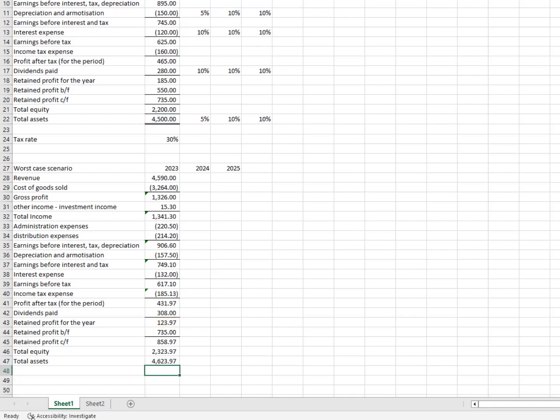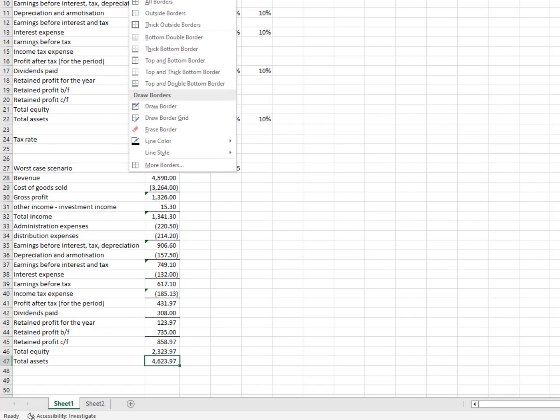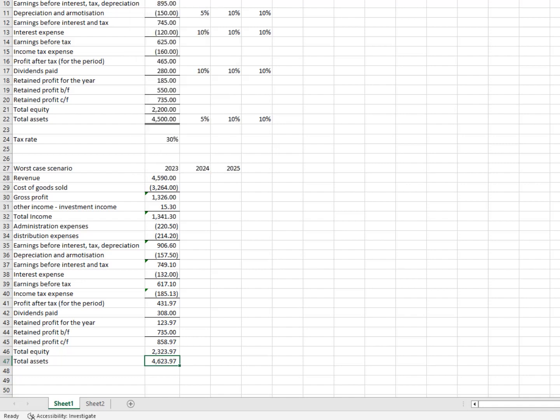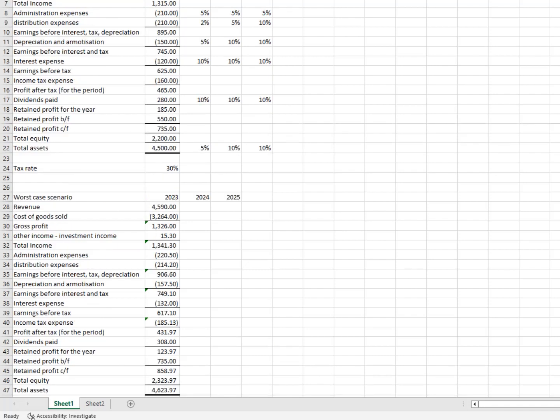Hit enter. Then we can highlight, format it. So we use this one, top and double bottom border. Click on it. And we can see our prediction or our forecast for 2023 is complete. Now we move forward to 2024.